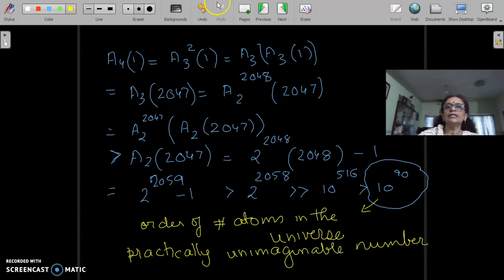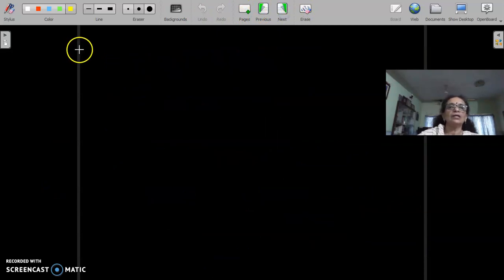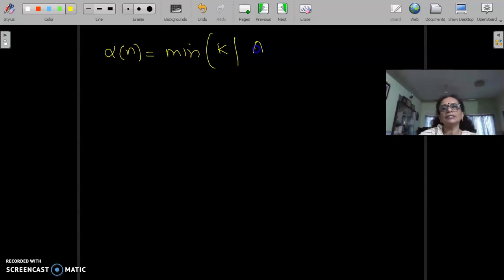So how do we use that in order to get a slow growing function is our next thing. So we define our alpha(n) in the following way. We say that our alpha(n), for any n, is defined as the minimum value of k such that A(k, 1) is greater than or equal to n. In that way we get a slow growing function. How slow? Let us just see.